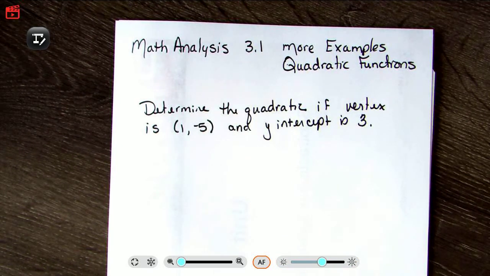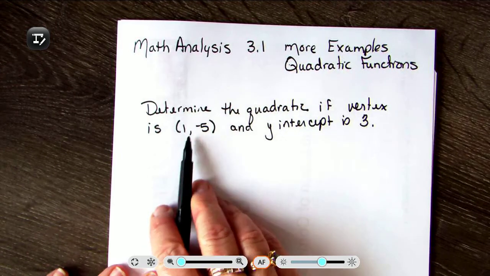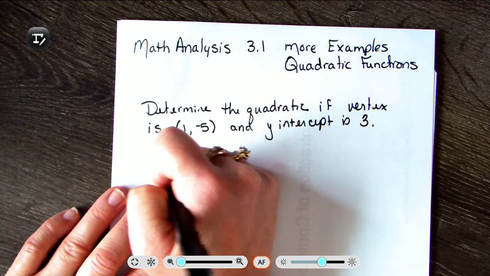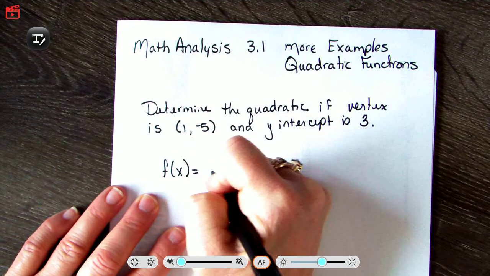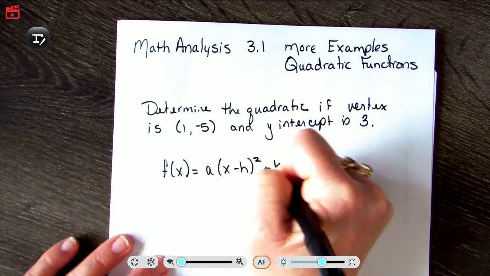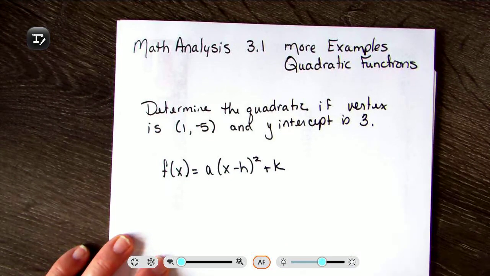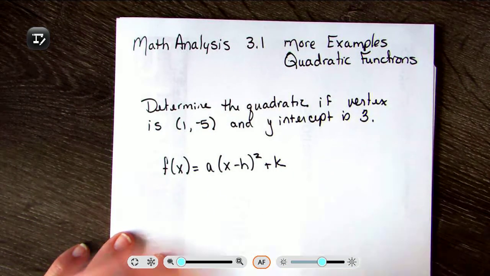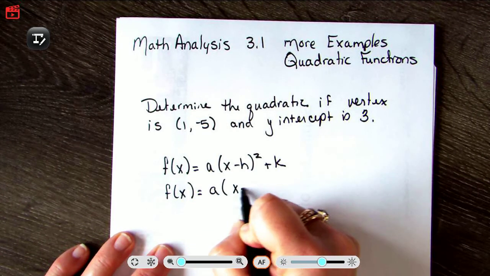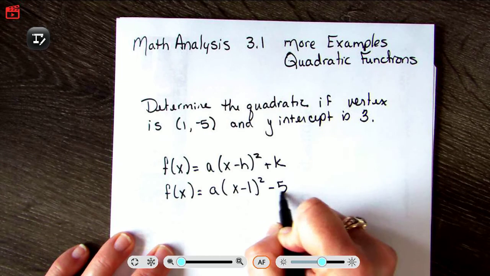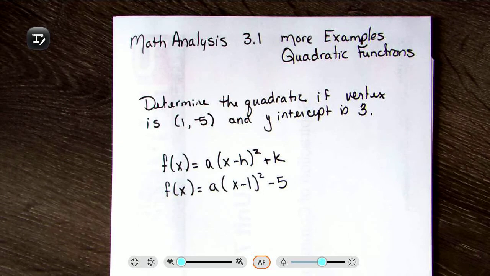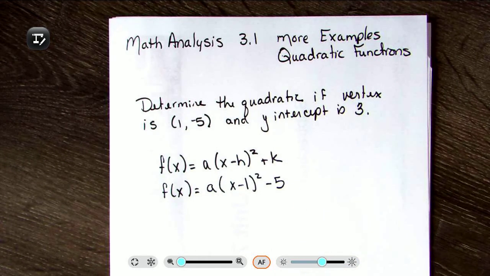So just to refresh our minds, we have a vertex, so it might be useful to start with our equation in that a(x - h) squared plus k form. And now what I can do is substitute my h and my k. And so I have a(x - 1) squared minus 5. Okay, I still don't have my a value, and that's where this extra piece of information is going to come in.